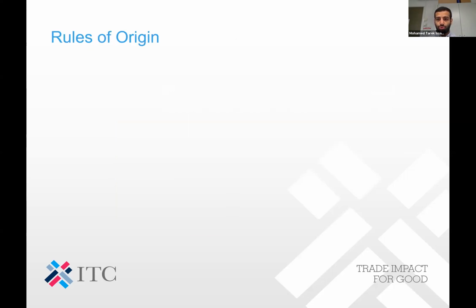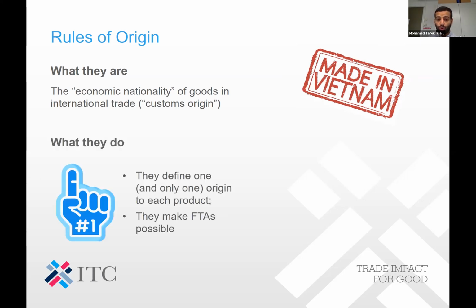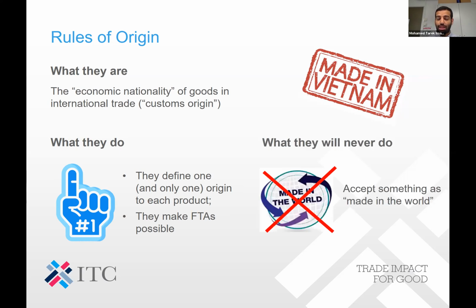So first, what are the rules of origin? As you rightly answered in the poll question, they are the economic nationality of goods in international trade. So when we go to customs, we have to show the nationality of our product, and we always have one origin for each product, and we cannot have more than one. This is important to take into consideration. We cannot say that a product is made in the world. It will always be made in one country when it comes to customs declaration.